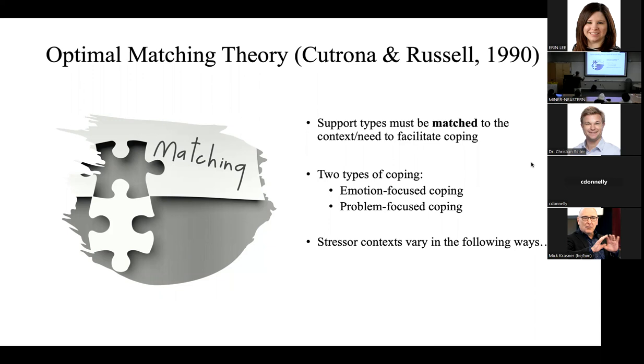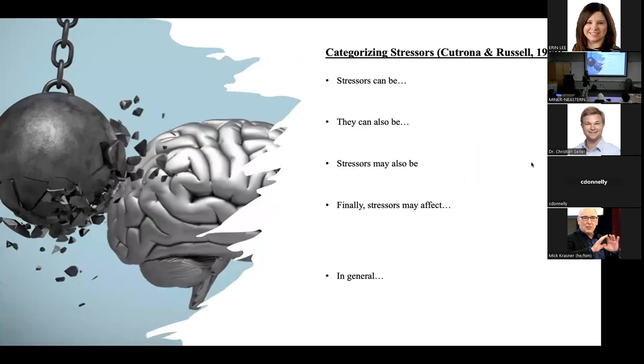Okay. Stressor contexts, according to optimal matching theory, vary in the following ways. So stressors can be desirable or undesirable. Parents of children and or pets, that's a desirable stressor, right? It's certainly a stressor. It certainly makes life more stressful, but we want that, right?